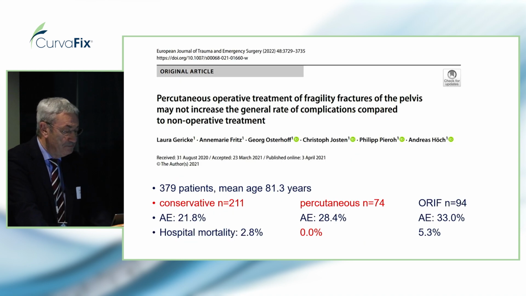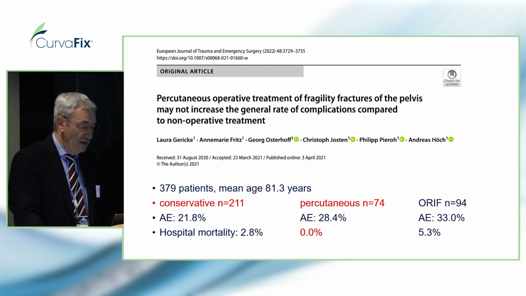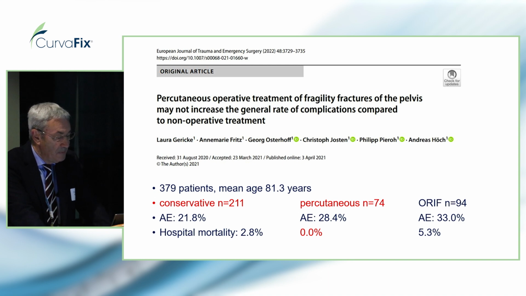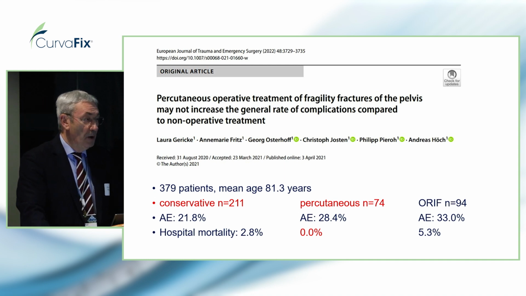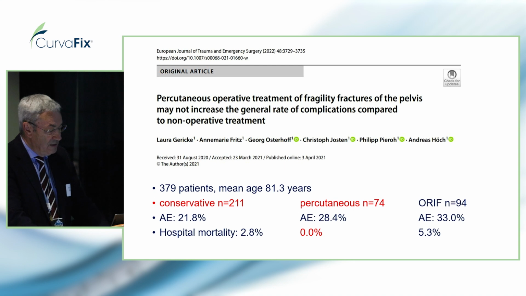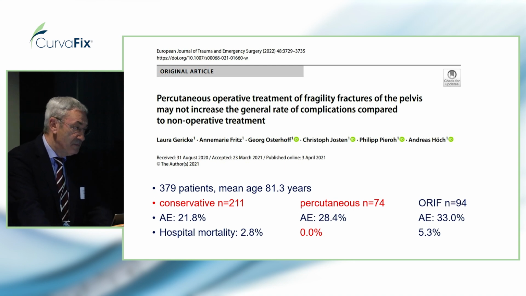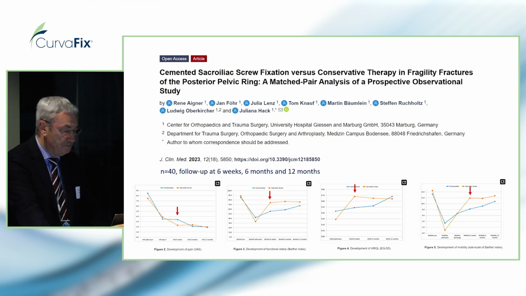When we look now at the operative treatment, here you see a publication of somewhat less than 400 patients, also from Germany, where they compare conservative treatment, percutaneous fixation, and open reduction and internal fixation. You see the adverse events are similar. There is no higher adverse event in the operatively treated patients, and even the hospital mortality in the percutaneous group was 0, which was significantly lower than the other groups.